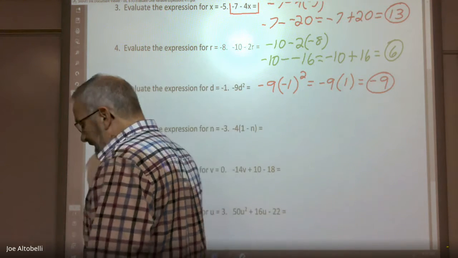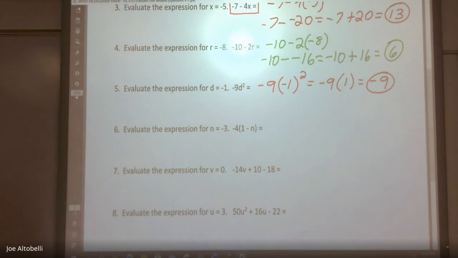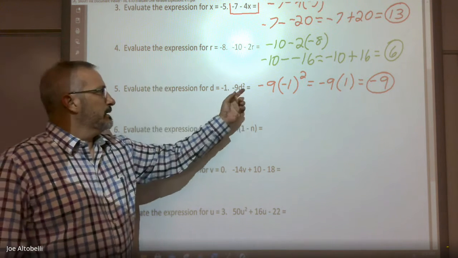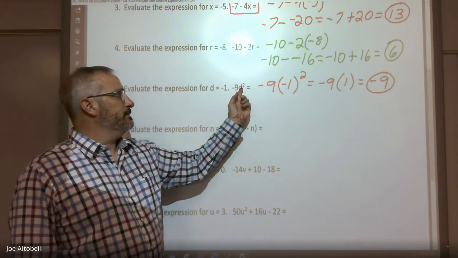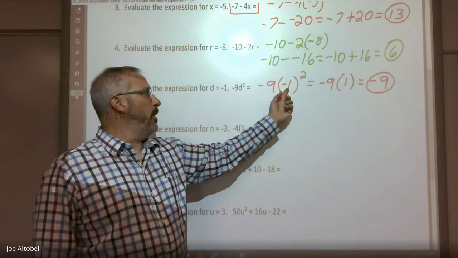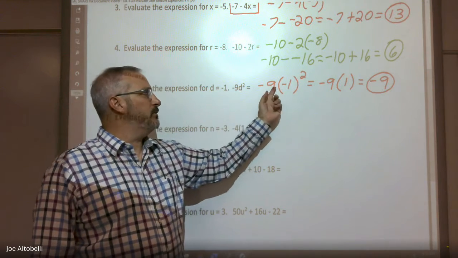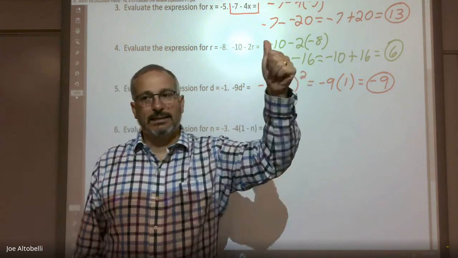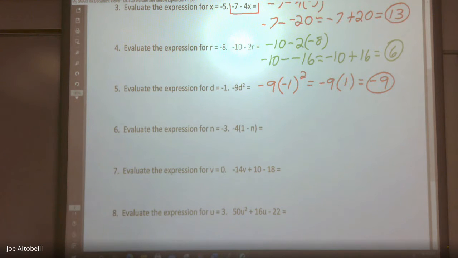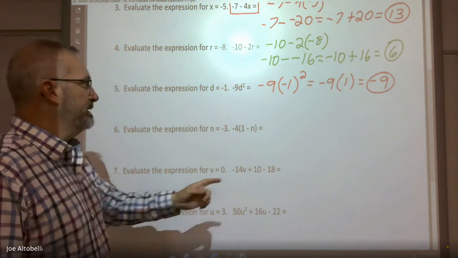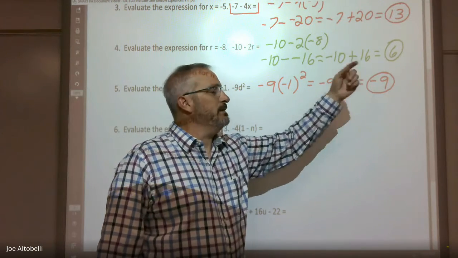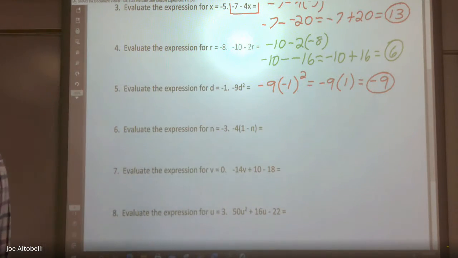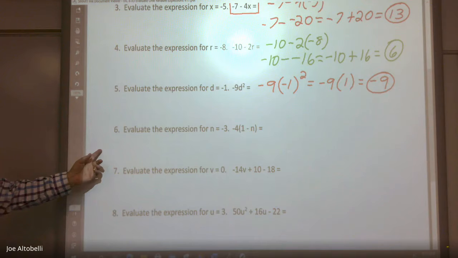Okay, you should get a negative 9. So if you didn't get a negative 9, pay attention here. Okay, so D is a negative 1. So when I put negative 1 in here, I have to square it before I multiply, and negative 1 times a negative 1 is a positive 1. Okay, negative 1 times negative 1 is a positive 1. And then a negative 9 times 1, negative 9. Questions? All right, number 6.